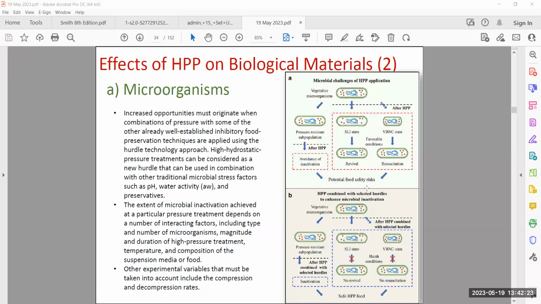So basically, if after testing our product with HPP we see this SLI or VBNC state, we would recommend what we call a hurdle treatment. Hurdle treatment is maybe a combination of other non-thermal methods, or combinations of acidification and preservatives, that may help the food to be a very safe HPP food.